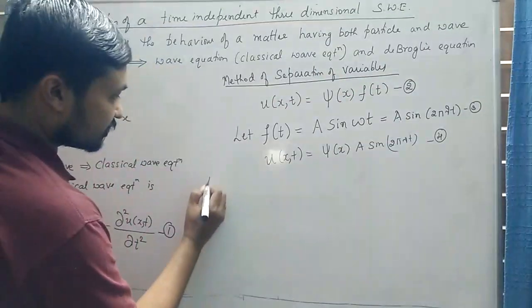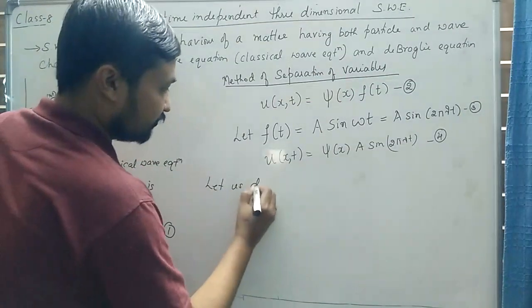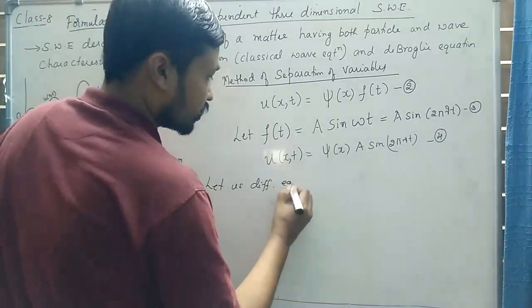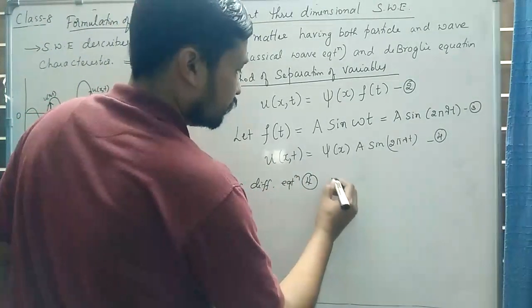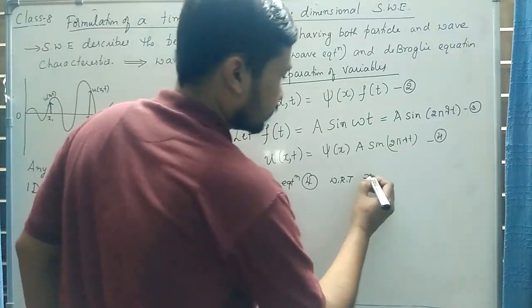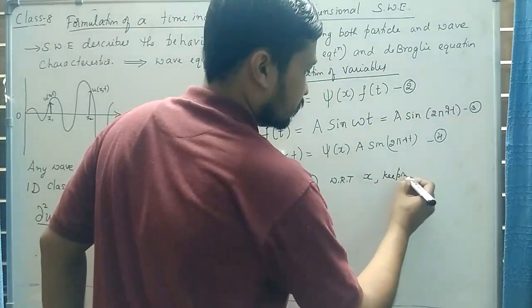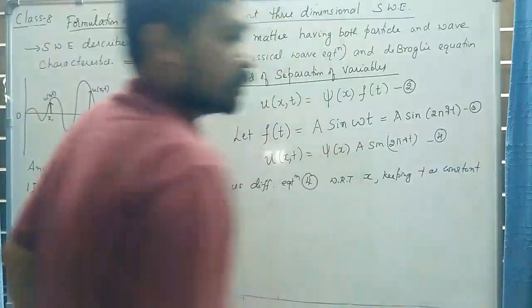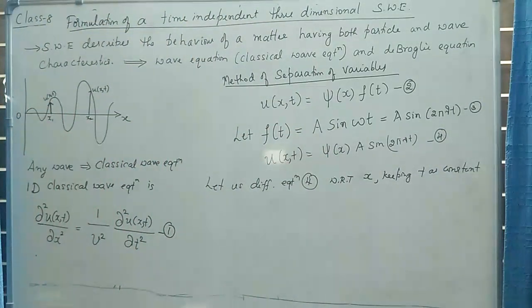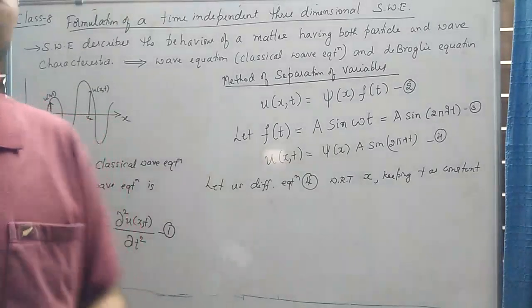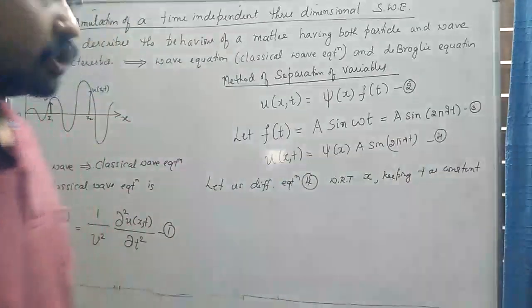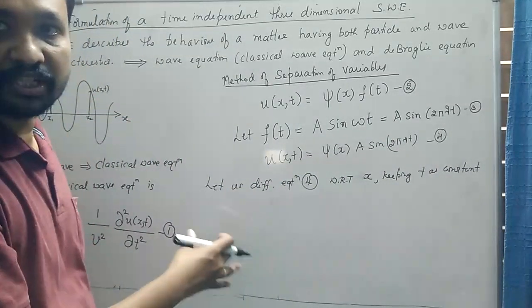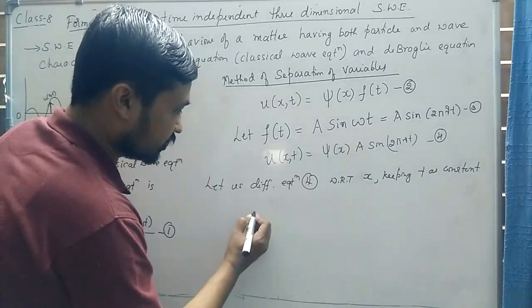Let us differentiate equation 4 with respect to x, keeping time as constant. We are taking partial derivatives because there are two variables, and the rule of partial differentiation is you have to keep one as a constant and the other as a variable. Now x is the variable, t is a constant. Let us take the differentiation stepwise. First, let us take the first derivative.